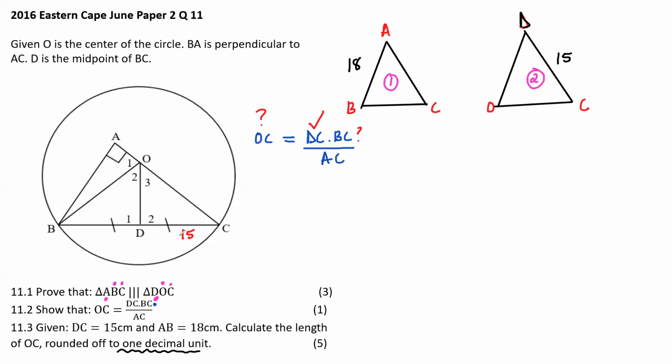Let's go back to the original diagram. DC is 15. So if D is a midpoint, surely BC must be 30. If I look at the original diagram, DC is 15, so BC is twice as much. BC must be 30 units. At least I have BC now.